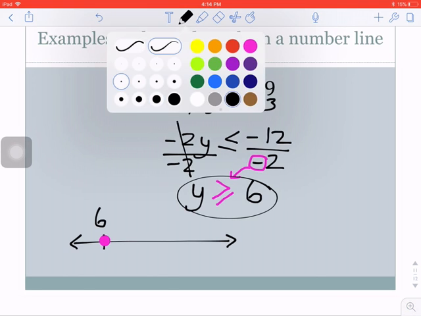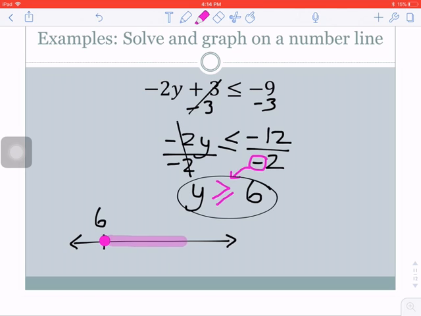And highlight or shade, make it darker on your paper as long as it's visible. If you don't use a highlighter, that's okay. As long as you're visibly showing that it's darker to the right, it's all good. So greater than or equal to 6.